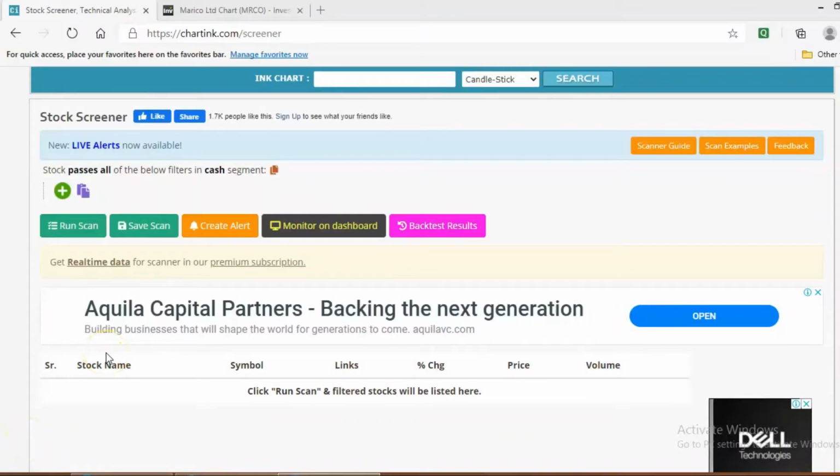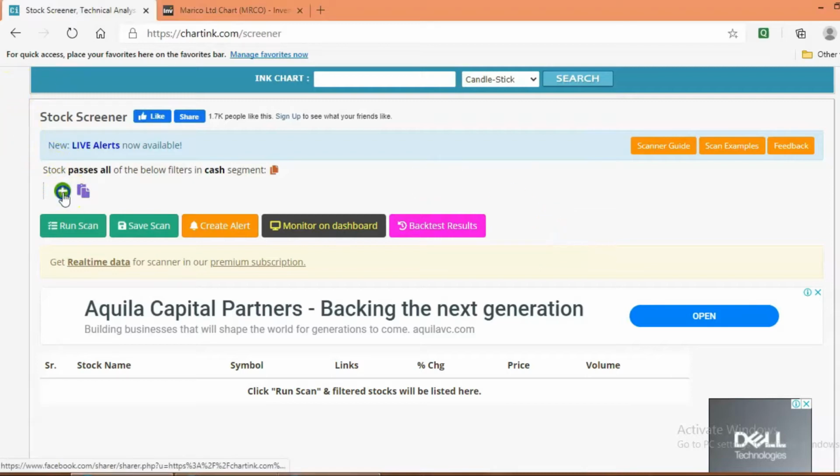Today in this video we will discuss how to create scanners using Chartink.com. Yesterday in the previous video we discussed that we will not go for stocks which are trading below 200 SMA, as the chances of false breakouts are higher. So we will go with stocks which are trading above 200 SMA. So how to scan such stocks?